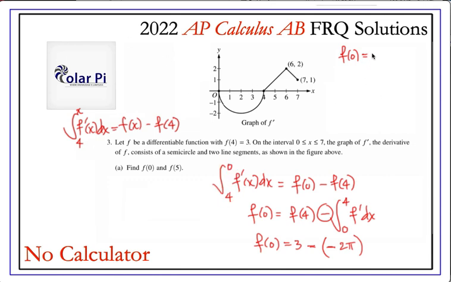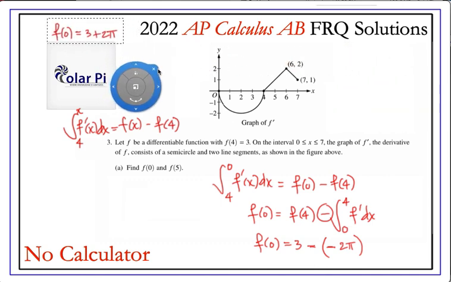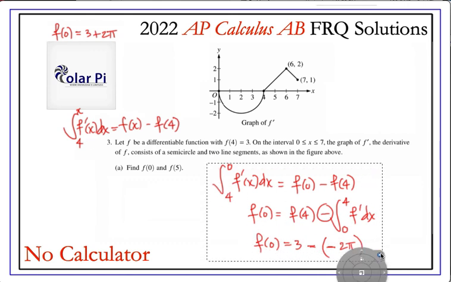So f of 0 is 3 plus 2 pi, right? And we're going to need it for a later part, so we'll leave that somewhere safe. And you'll see that we're going to need f of 5 later also. But f of 5 will be a lot quicker to get to. Okay, so let's do it.